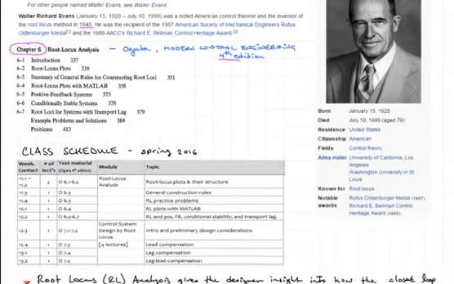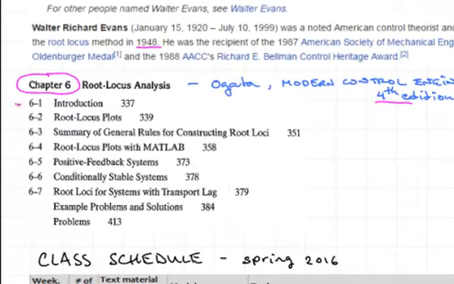Our outline from the textbook is that we're going to give an introduction. We'll then show how to generate the plots through some examples, and then go back through it, but formalize or summarize the general rules for constructing the root locus plot. Look at using MATLAB to assist in making root locus plots, and then there are some special conditions or situations in feedback systems that we'll want to look at, such as positive feedback, conditionally stable systems, and systems that have a transport lag, a delay.